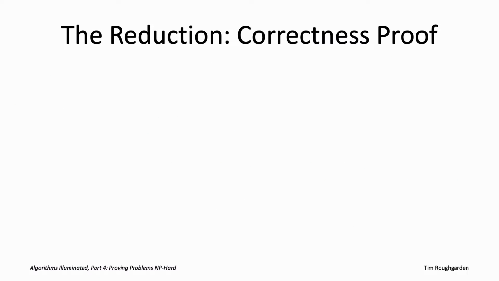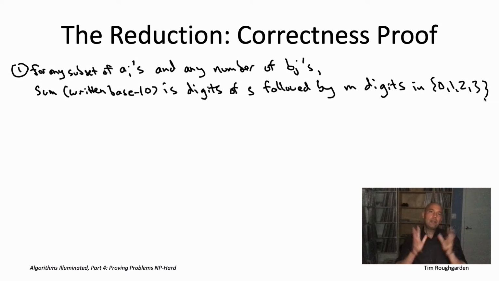Let's start with a few basic properties of the reduction. Think about any subset of the numbers that we just constructed. Any subset, any number of the AIs, any number of the BJs. Let's say there's S AIs, and I don't care how many BJs there are. So maybe 17 AIs and 23 BJs in a subset. What is that sum going to look like?